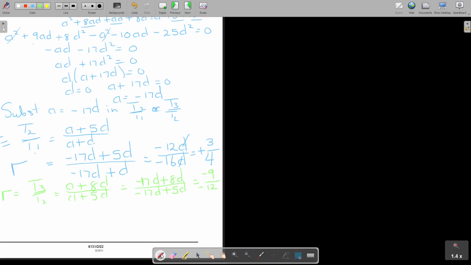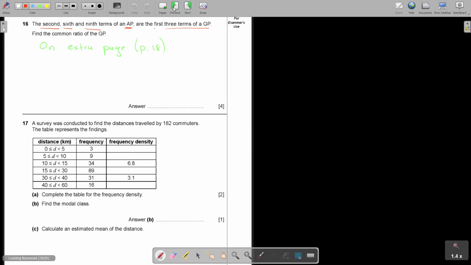I say it's positive, and 3 can go in 3 times, and 3 can go in 4 times. And I'm getting exactly the same. Therefore, R is 3/4. I think there can be an easier method, but this is the method that I use. So to find the common ratio is just going to be 3/4. Okay, and that's how I do it. According to me, that was the most challenging question.